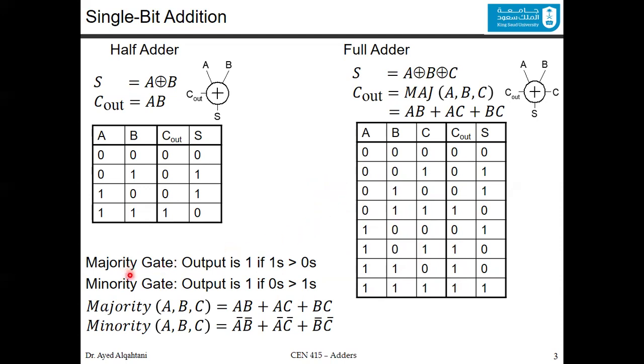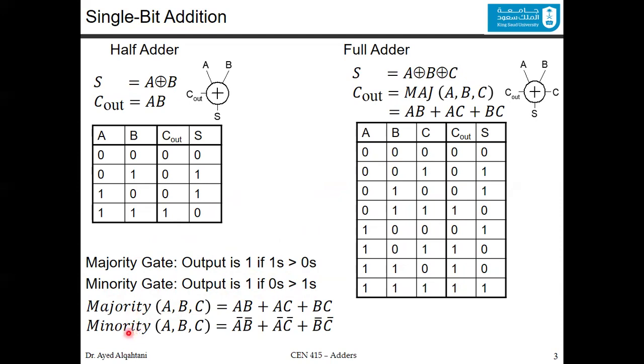So also, when we say the majority function, as I told you, it means that the output is 1 if the number of ones is more than the number of 0s. And the opposite of that is the minority gate, where the output is 1 if the number of 0s is bigger than the number of 1s. Now, it will help us to know that the opposite or the complement of the majority is the minority.